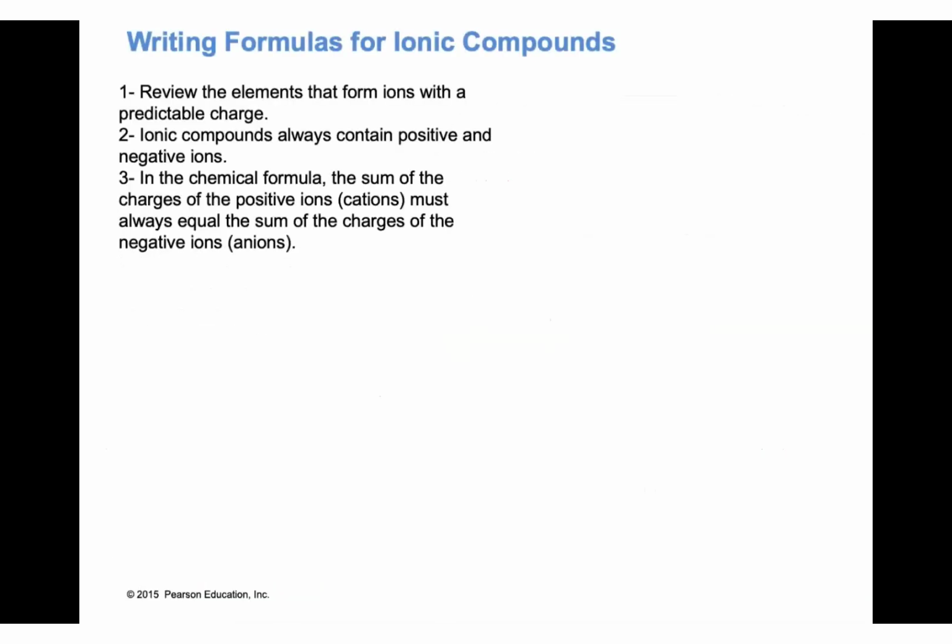First, we should review the elements that form ions with predictable charges. So we should first know what charges these elements have when making a compound. Ionic compounds always contain positive and negative charges. In the chemical formula, the sum of the positive and negative charges equals 0. So the positive and negative charges always cancel out each other.